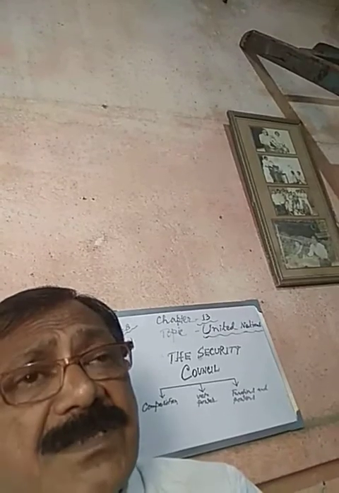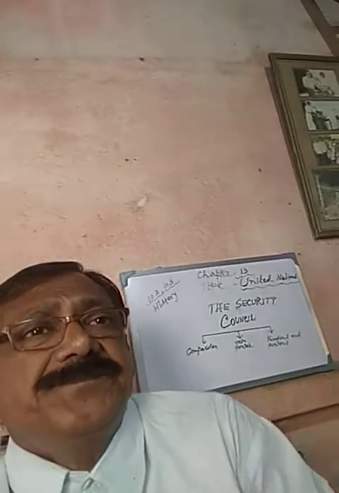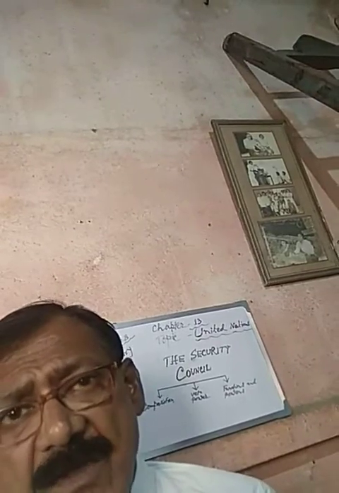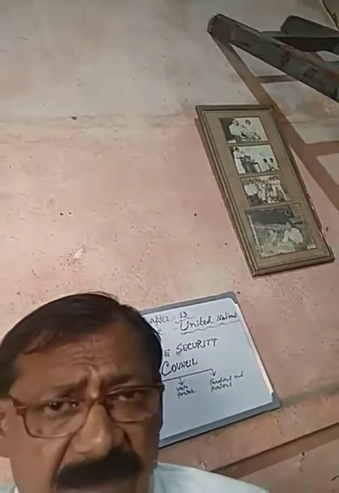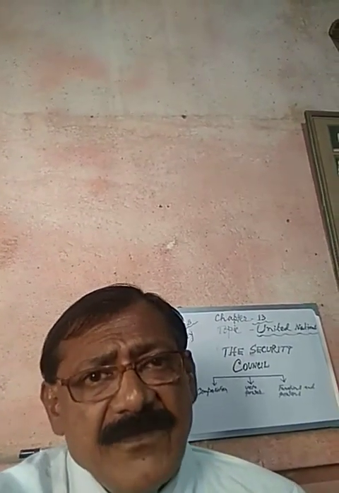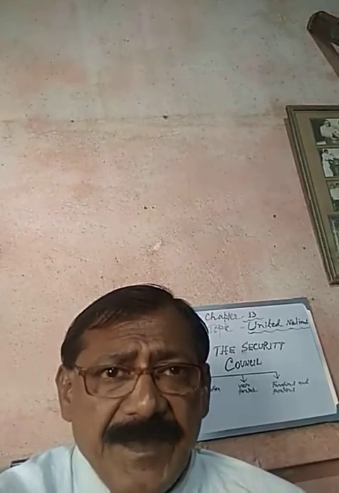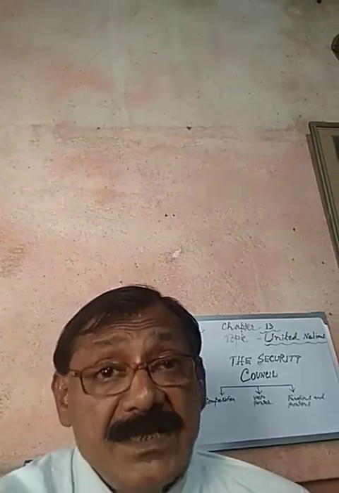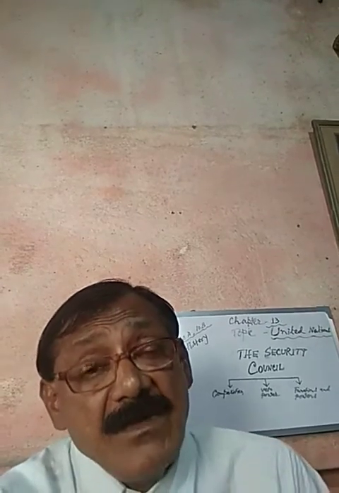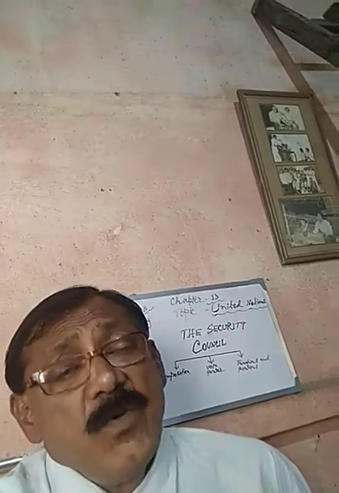Now, what is the composition of the Security Council? The Security Council consists of 15 members. Out of 15 members, 5 are permanent members and 10 are non-permanent members. The 5 members are France, China, Russia, Britain and the United States of America. These are the 5 permanent members of the Security Council.